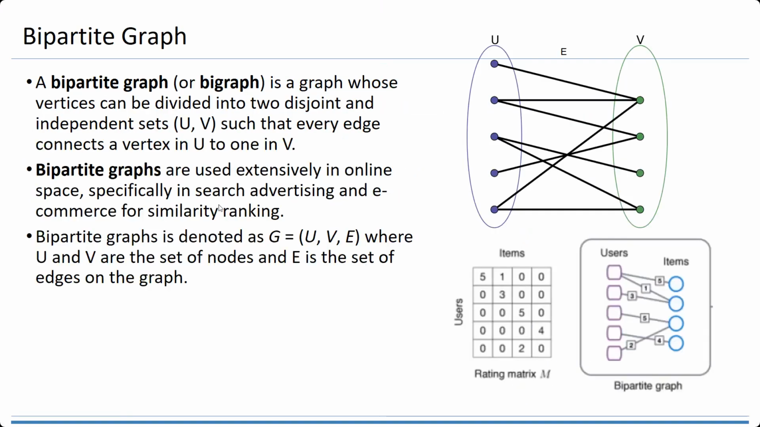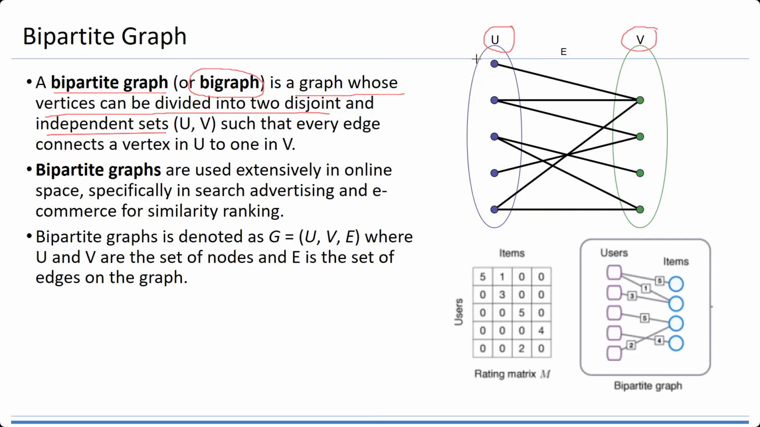We have another variant, we call it bipartite graph, or we call it pie graph. Bipartite graph or pie graph is a graph whose vertices can be divided into two disjoint and independent sets. So in this case, I have U, and then I have V.